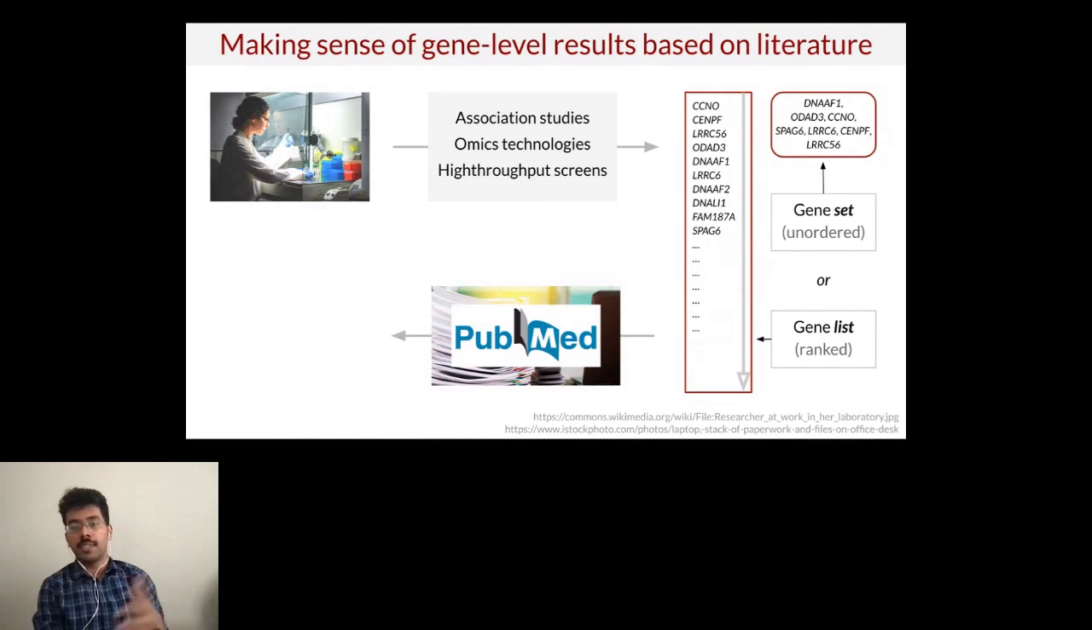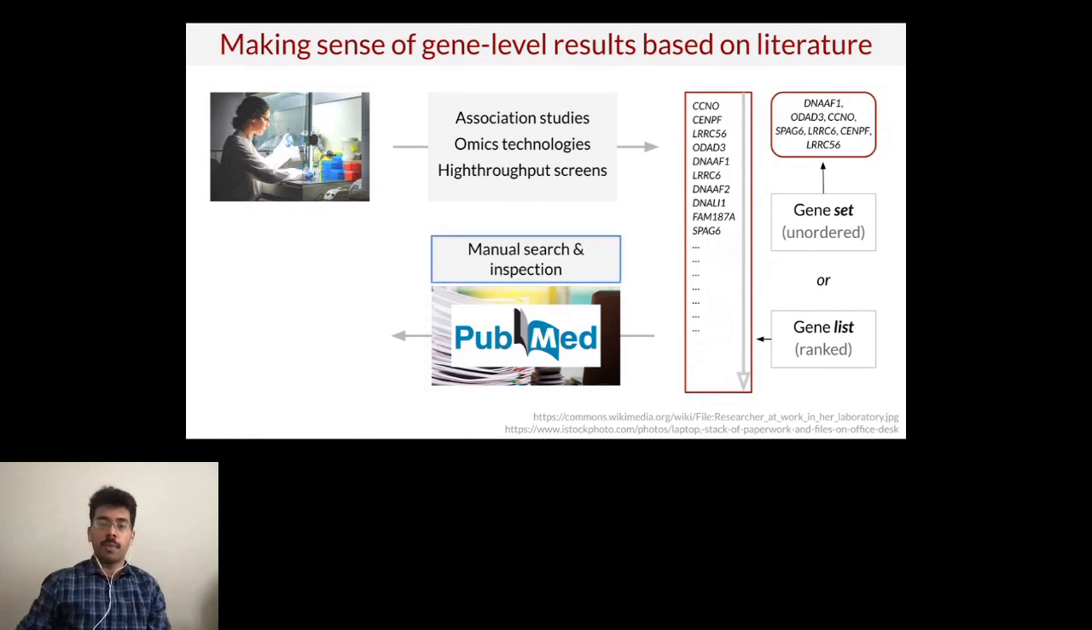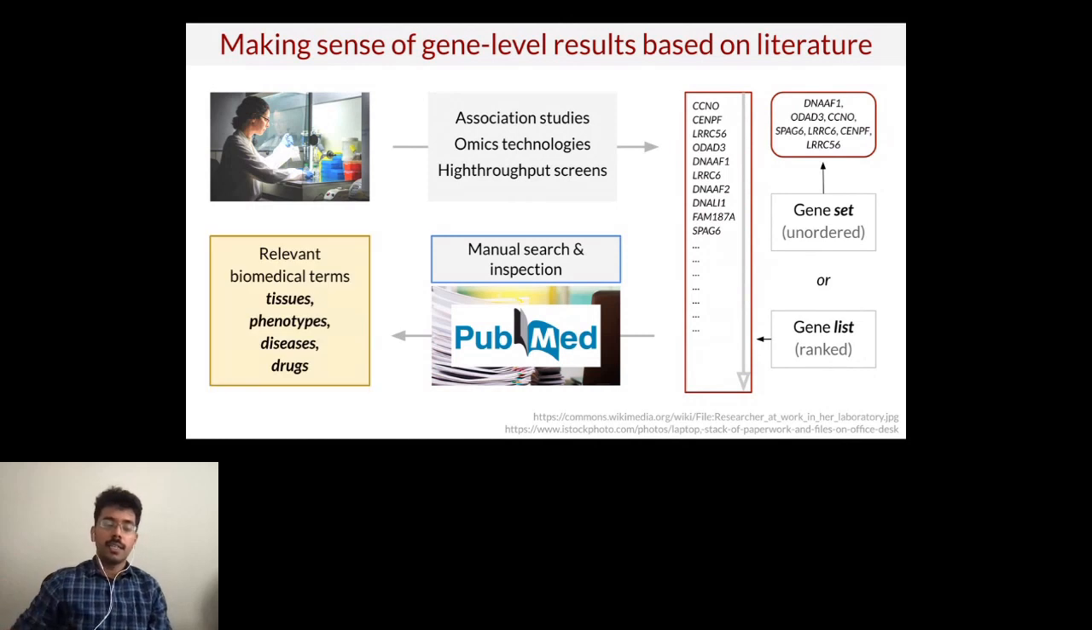Any of these high-throughput experiments are supposed to be general hypothesis generating experiments. Which means that you want to go to the research literature and find out what is special about these top genes or the small gene set. And this is currently done typically through manual search and inspection by most researchers. Ultimately, the researcher is trying to figure out: are there biomedical terms, tissues, phenotypes, diseases, drugs, symptoms, or whatever it is that keeps showing up for the genes at the top of their result.